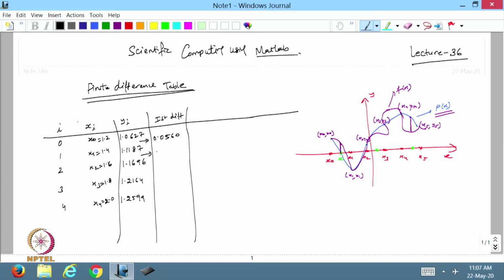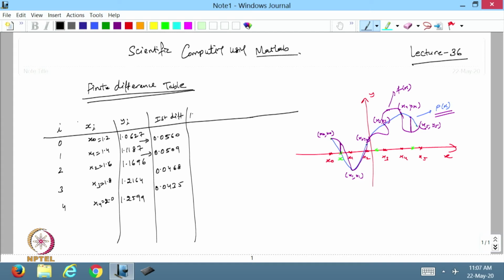So, the next difference will be 0.0509. Then the next value I will write here, 0.0468, and the next value is 0.0435. So, that is the first difference I have taken. This minus this, this minus this, this minus this, and this minus this. So, this is the first difference.